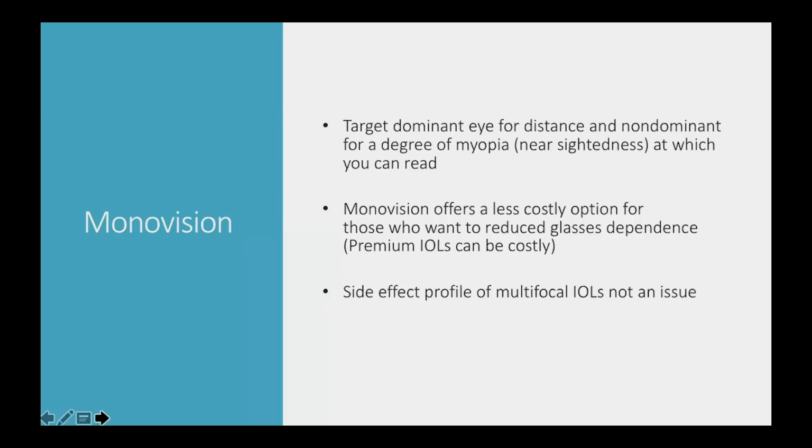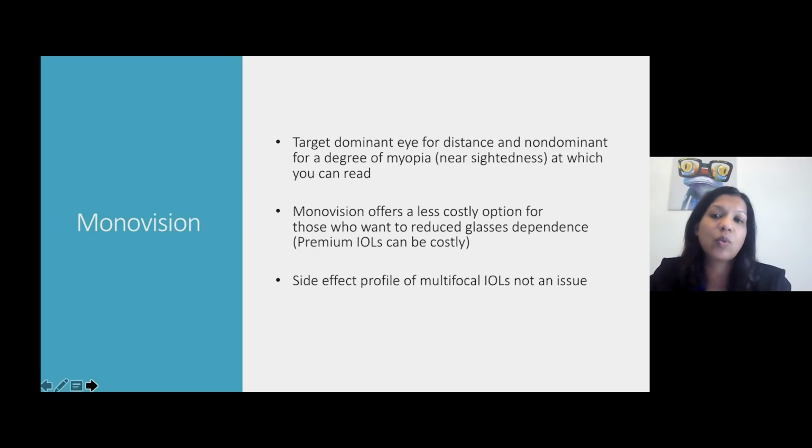Ideally, with monovision, you want to target the dominant eye for distance and then the non-dominant eye for a degree of nearsightedness where you can read. And this also depends on what near target you want. So for example, if you spend most of your time on your phone, you're going to want to be able to see the phone up close. But some people spend more time at a desktop computer, which sits a little bit further away. So you could adjust what that, quote unquote, nearsighted target is for the near seeing eye. And then of course your other eye would target for distance. So monovision is a really nice option for people who want to reduce glasses dependence.